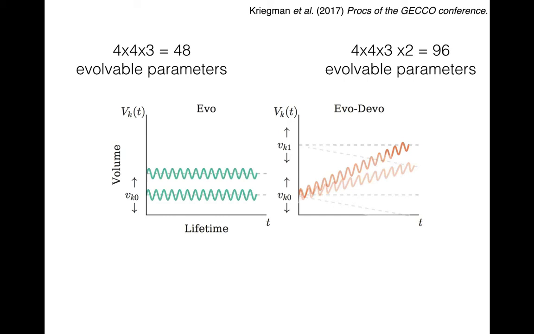If the behavioral impact is less in the Evo-Devo mutations than in Evo, Ronald Fisher told us back in the 1930s that mutations that have small behavioral impacts are more likely to be beneficial, right? So in essence, by introducing Devo, we're giving Evo a palette or a continuum of mutations, some of which have large behavioral impacts and some of which have small behavioral impacts, which overall increases the evolvability of our system.